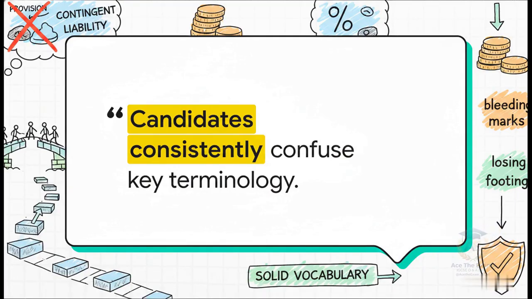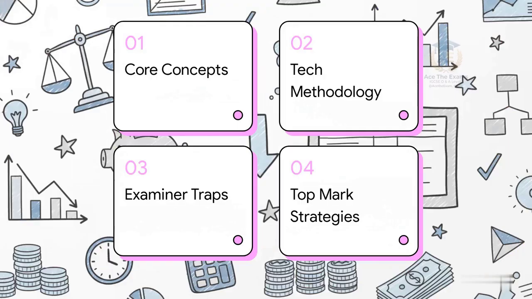Before any complex calculations are even attempted, students are bleeding marks simply because they mix up a provision with a contingent liability, or they completely misapply the recognition criteria. Our ultimate goal today is to make absolutely sure you never, ever fall into this trap. To get you operating at that elite level, we're going to build our strategy across 4 distinct pillars: core concepts, technical methodology, examiner traps, and top mark strategies.